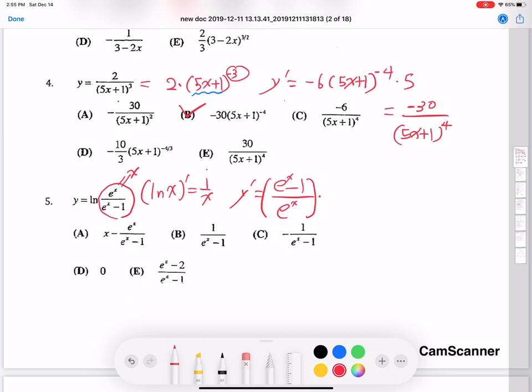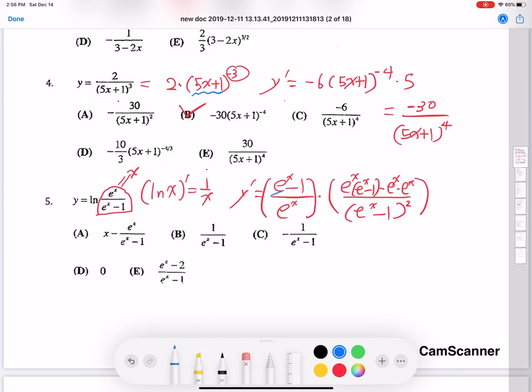But by the chain rule, we have to multiply it by the inside function's derivative. This is the inside function part, right? So that part is the quotient rule. The derivative of e to the x is just e to the x, same thing. So u prime v minus uv prime over v squared. And then you have to cancel out wisely.